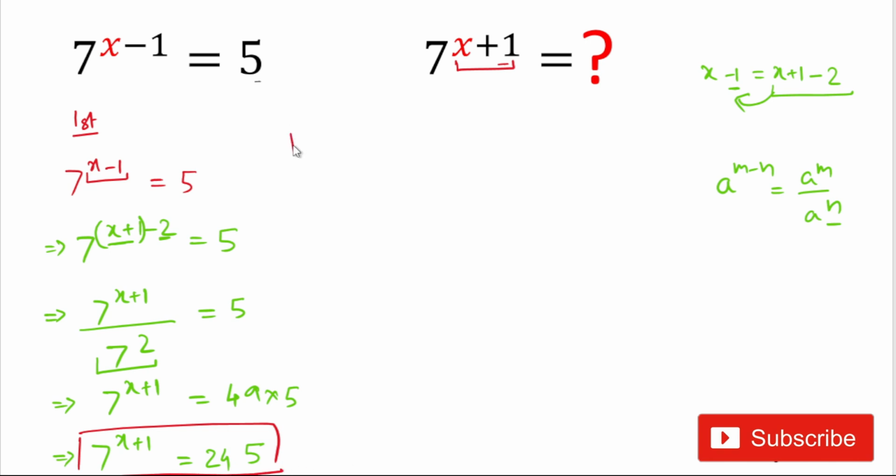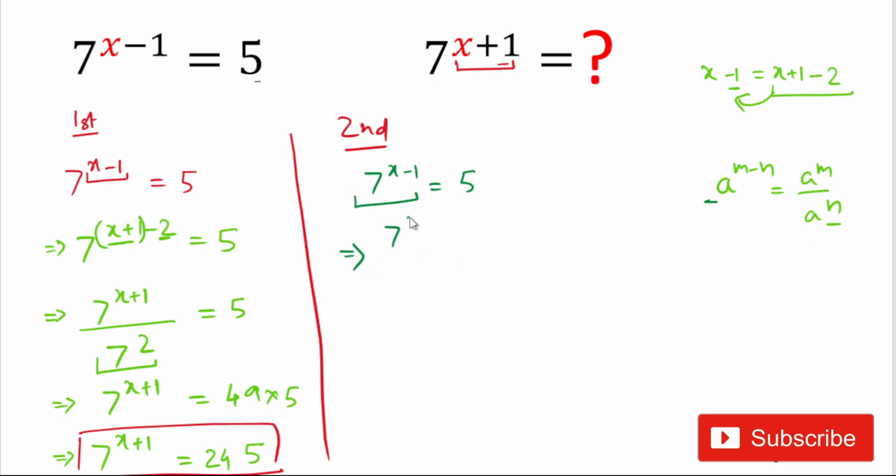So friends, now we will calculate the value by the second method. In the question they have given 7 to the power x minus 1 equals 5. Now here again we will apply the rule of indices, that is a to the power m minus n we will write as a to the power m divided by a to the power n. Likewise we will write 7 to the power x divided by 7 to the power 1. So here 7 to the power 1 is 7 and that is equal to 5.